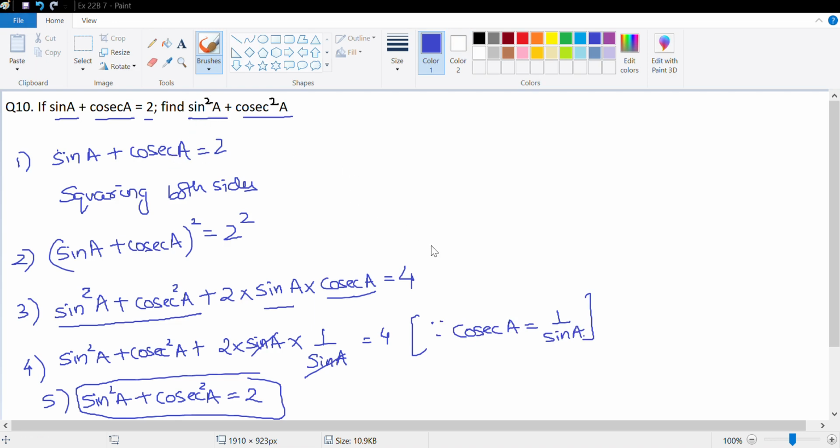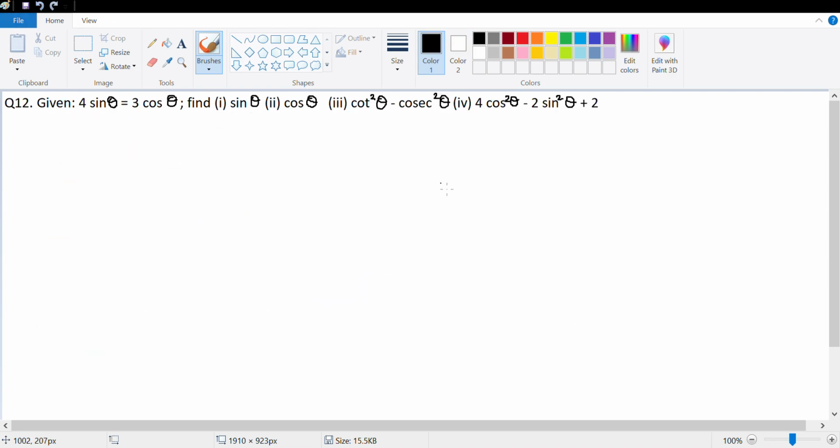Next question. The next question that we solve is question number 12. It says 4 sine theta is equal to 3 cos theta.